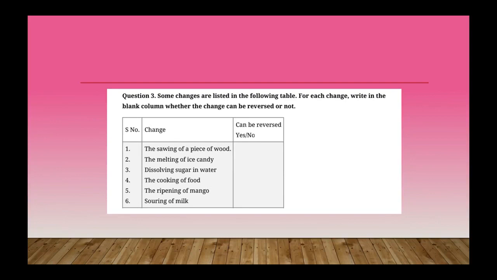The cooking of food. Once the food is cooked, we can't get back the original vegetable, so it's irreversible. You put no here. Ripening of mango, which I explained at the start of this class: once the mango becomes ripe, it can't return to the original, so put no. Souring of milk means it becomes curd, and you can't get the milk back from the curd, so no. Finally, the first is no, second yes, third yes, fourth no, fifth no, sixth no. Except 2 and 3, the remaining four are no; you can't reverse them.